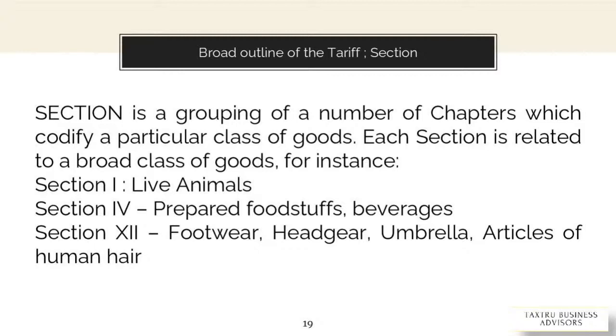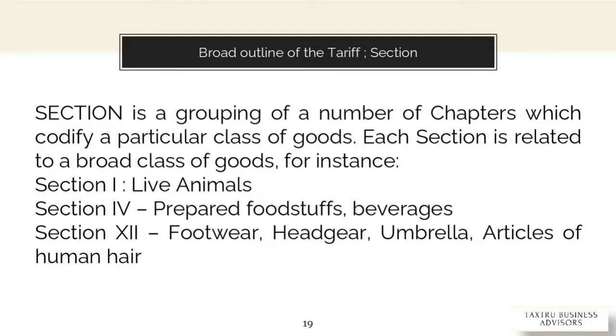Now, section 1 speaks about items related to live animals, then there is section 4 which is related to prepared foodstuffs and beverages, and then there is section 12 which speaks about footwear, headgear, umbrellas, and articles of human hair. These are just examples. So they have made the sections, and in a particular section there will be different chapters. Why they have done it?